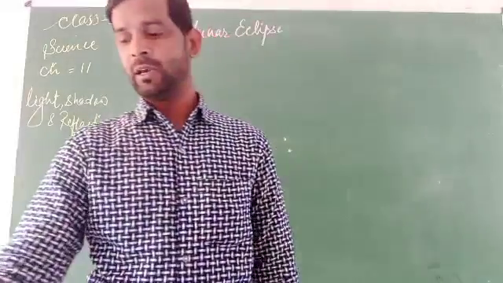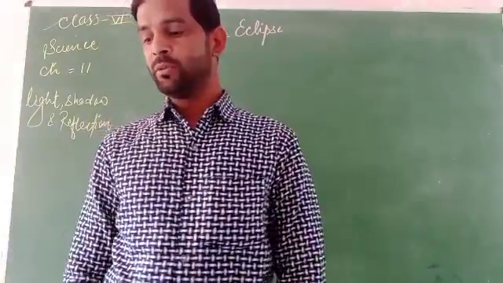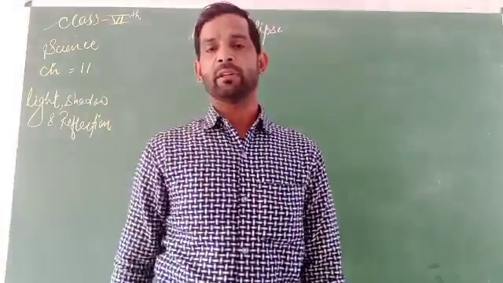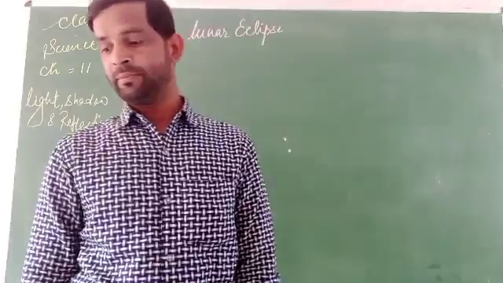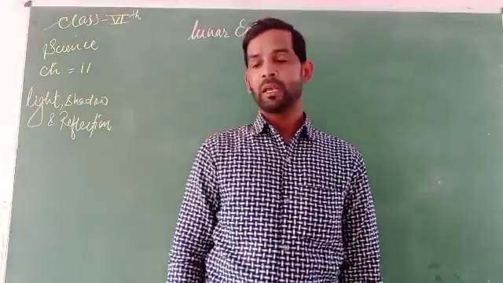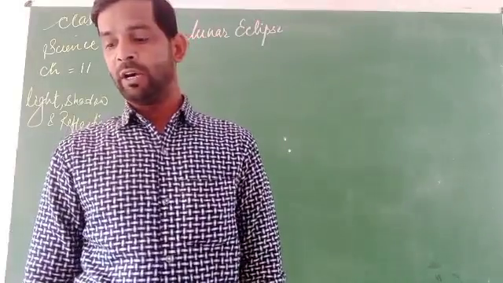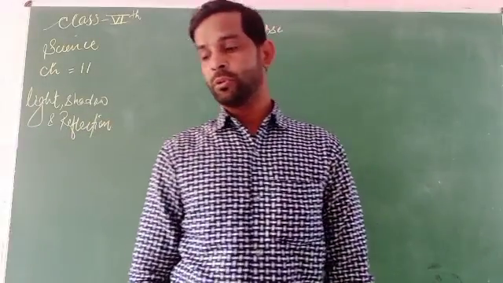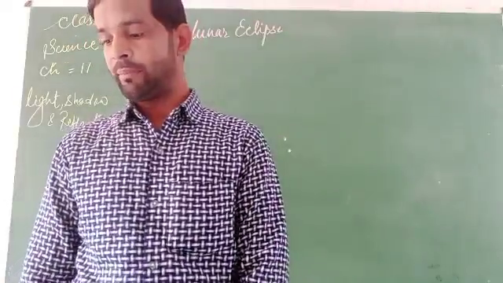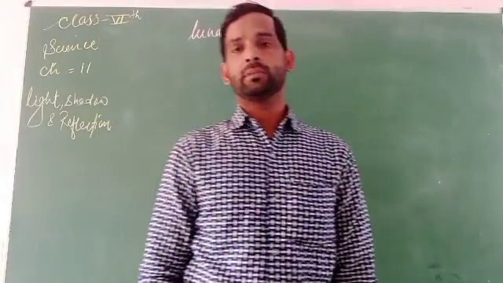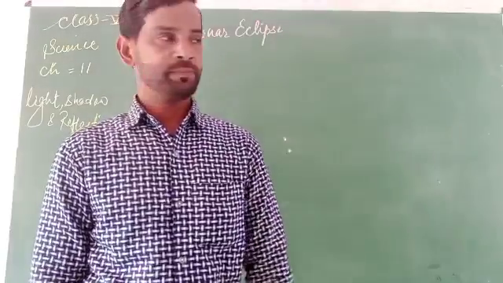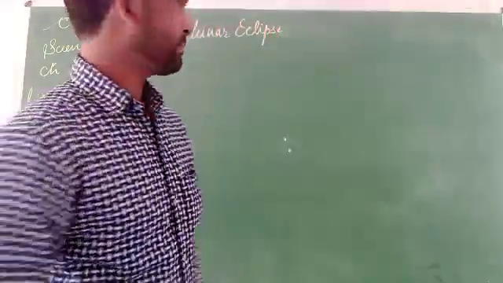Here we can say how it happens: when the moon, sun and earth are in a straight line, the earth is in between the sun and the moon, and the shadow of the earth falls on the moon, and the moon appears darker. So this is called a lunar eclipse. How it happens, let's see.